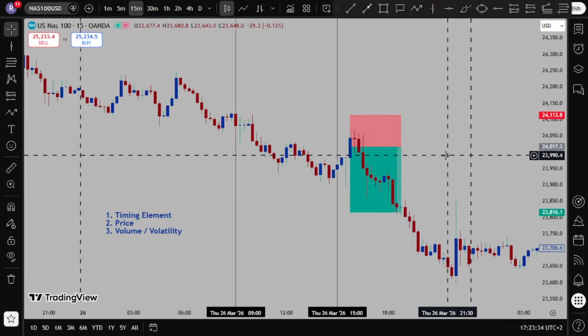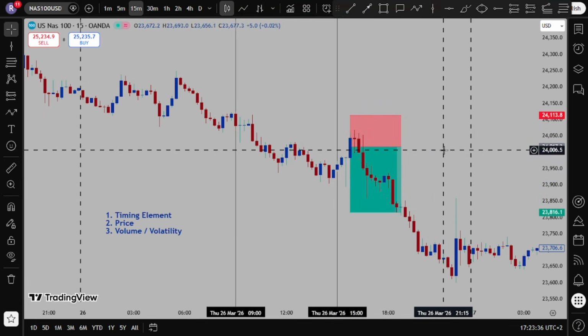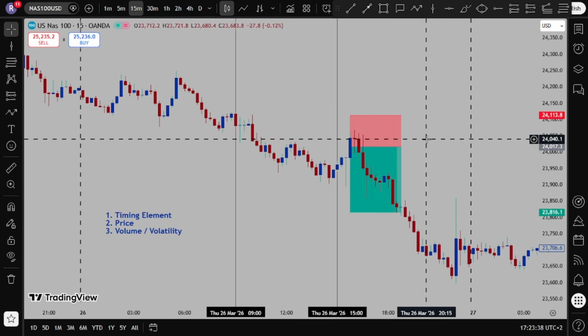You don't have to be greedy in the market. Just take what the market gives you. Forget about the rest of the run. That is out of order, and you are just not being realistic if you try to aim to catch the whole run and all that. You don't want to do that.